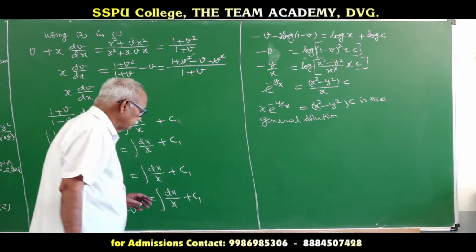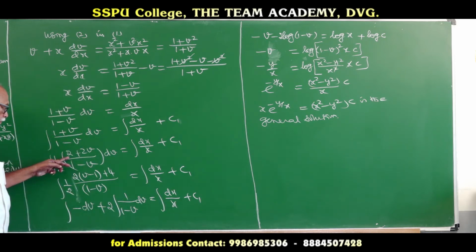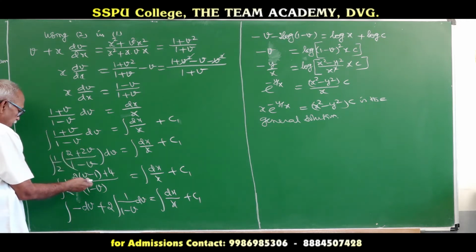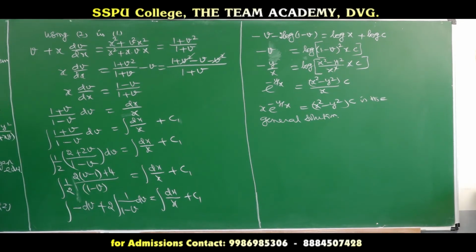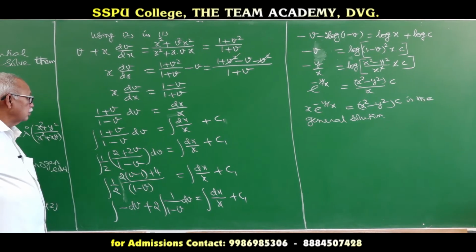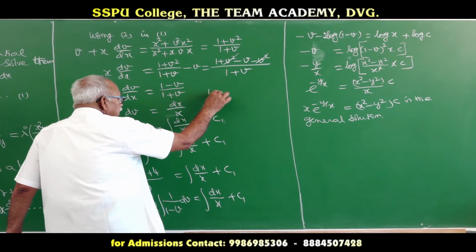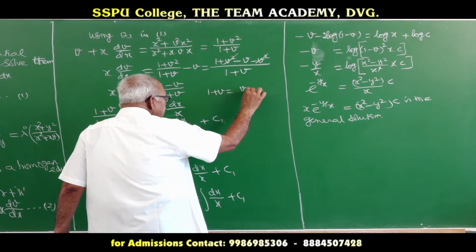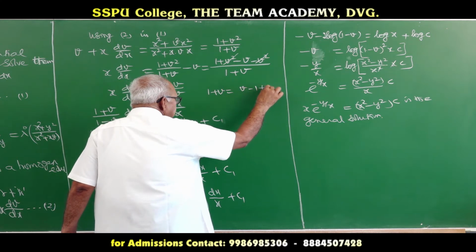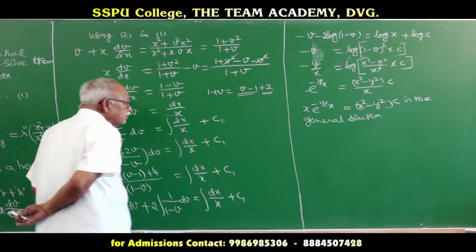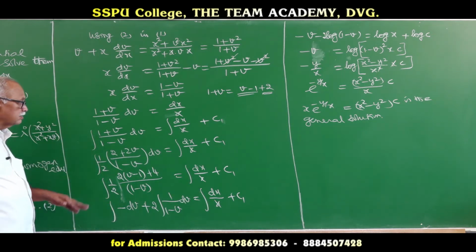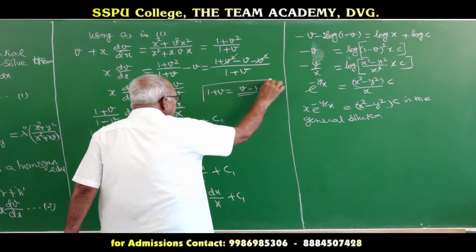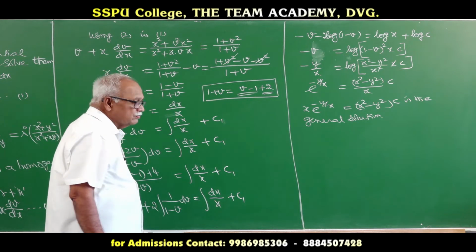So we should know how to integrate 1 plus v by 1 minus v. See, instead of this 2 plus 2v, we can easily take it as 2v minus 2 into v minus 1 plus 2, also we can take v minus 1 plus 2. That is also we can take. You see, 1 plus v can be written as v minus 1 plus 2. So this is also okay. We need not multiply by 1 by 2. When you multiply by 1 by 2, we have to divide it, so that is not required. So you can use 1 plus v is equal to v minus 1 plus 2.